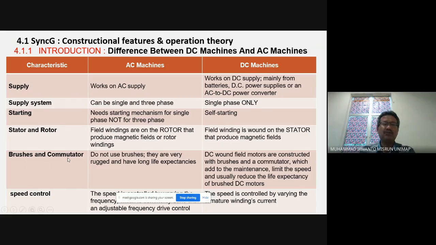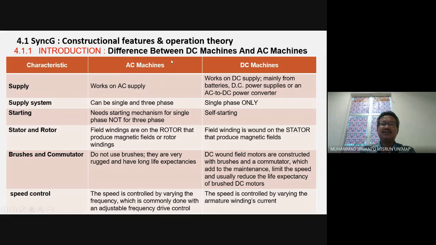And then brushes and commutator. Okay, AC machines do not use brushes. They are very rugged and have a long life expectancy. But in the DC ones, motors are constructed with brushes and a commutator, which add to maintenance, limit the speed, and usually reduce the life expectancy of a brushed DC motor. Meaning the DC machine needs a brush and a commutator to convert to DC.